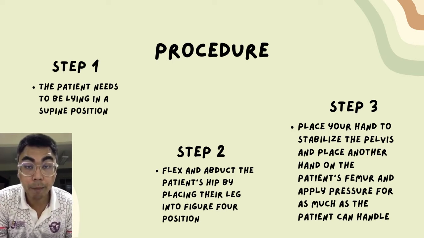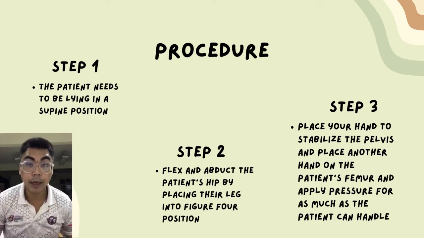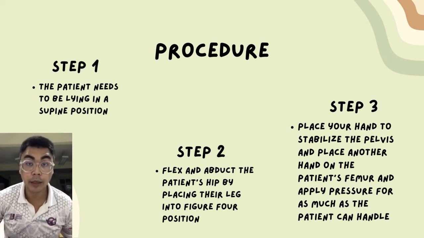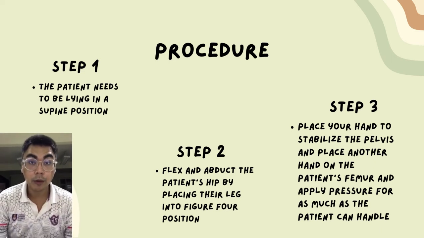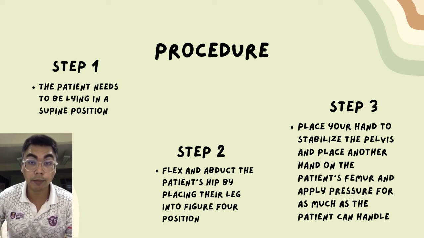For step number 2, when we're done having the patient lie in the supine position, we're going to flex and abduct the patient's hip by placing their leg into the figure 4 position. For the last step, we as the examiner are going to place one hand to stabilize the pelvis and place the other hand on the patient's flexed knee and apply pressure as much as the patient can handle.